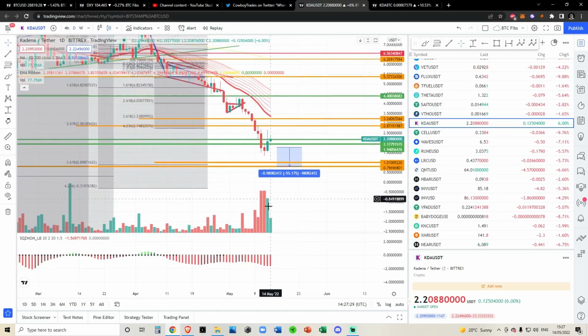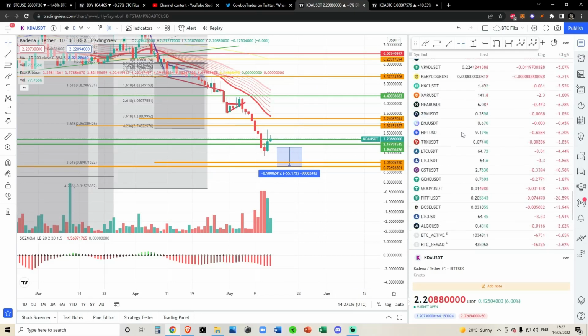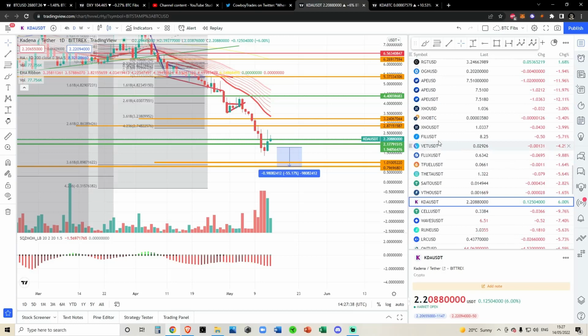The past 2 days we've seen a tiny bit of volume coming in as people try to buy up the price. KDA is actually up 6% on the day, and I do not think this is going to hold out for much longer.